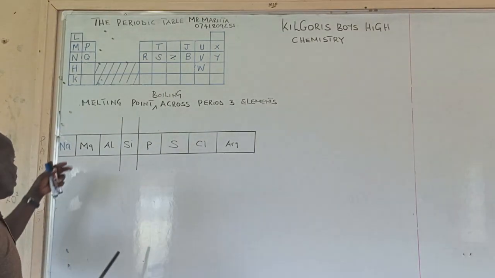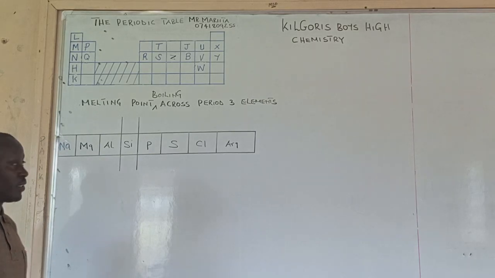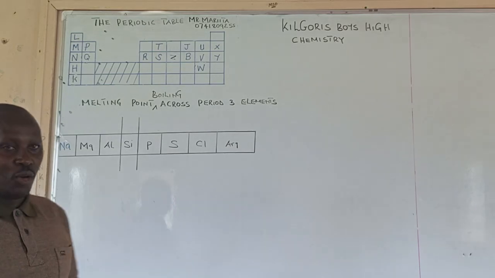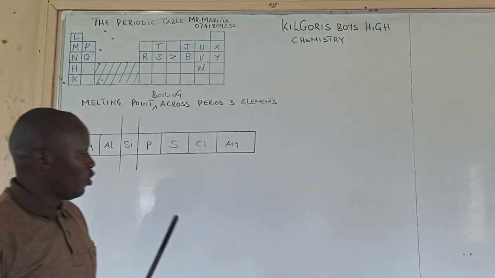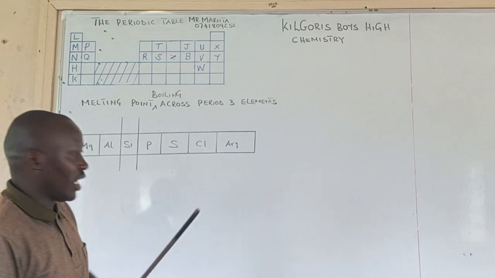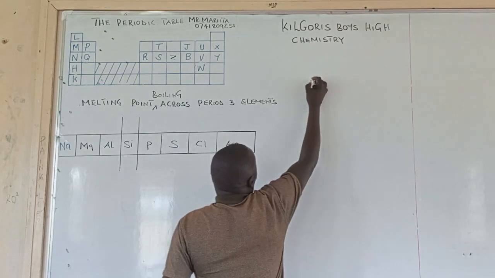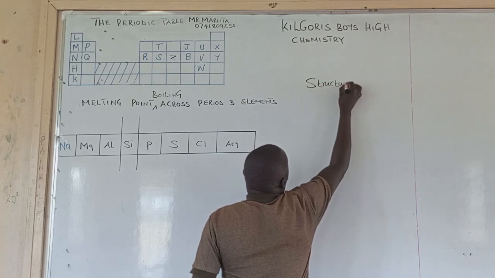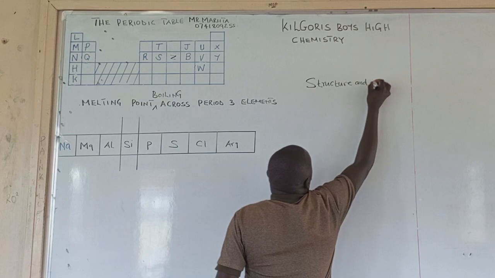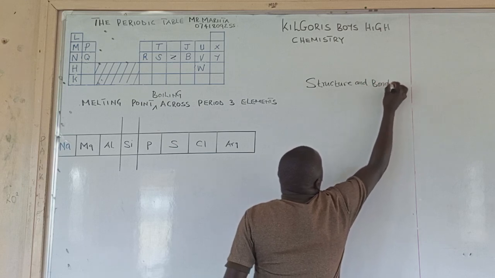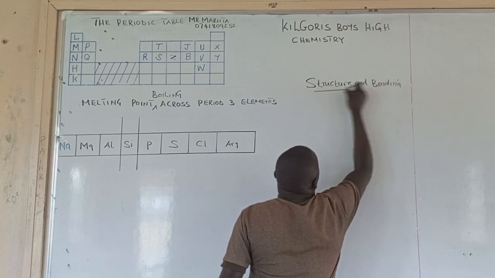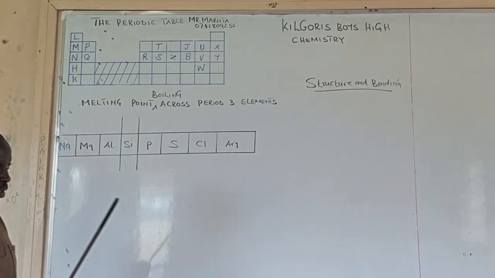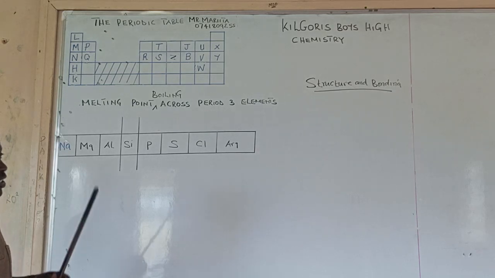So in the period 3 elements, how can you answer a question dealing with melting and boiling points? You need to know that when answering questions on melting and boiling points, you normally use the structure and the bonding. So you use the structure and the bonding when you are explaining the difference in melting and boiling points across the period 3 elements.